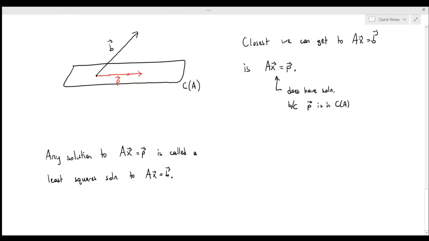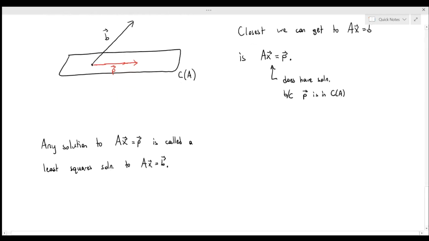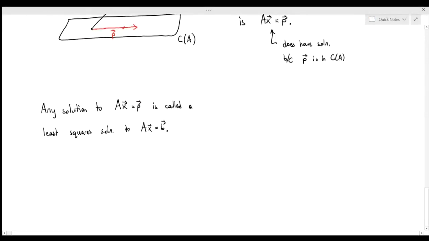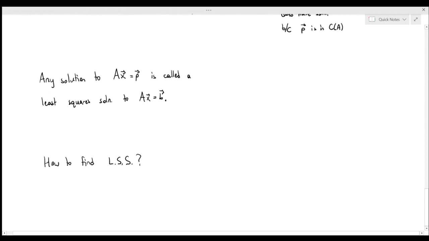So it's not necessarily an actual solution if this equation had no solution, but just as close to being a solution as we can get. All right. Now, let's say that we wanted to find the least squares solution, okay? I'm just going to abbreviate least squares solution as LSS. Okay, so the least squares solution is a solution to this equation.